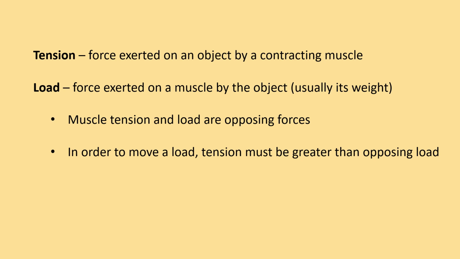So in order to understand muscle contraction, here's a little initial vocabulary. Tension is the force exerted by a contracting muscle. And then load is what the contracting muscle exerts its force upon. I'll show you an image in the next slide, but tension and load are opposing forces, meaning in one sense, they really pull on each other. And in order for a muscle to move a load, the muscle must generate enough tension in order to overcome the load.